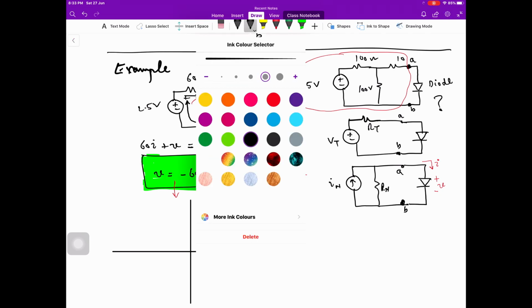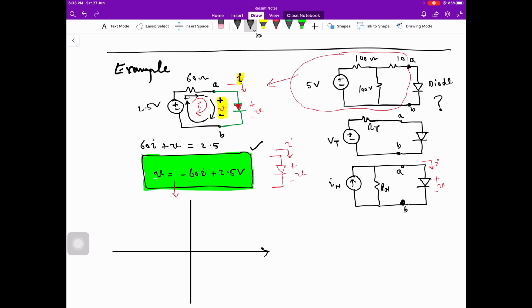What is V open circuit? We can find V open circuit when I is equal to 0 from the equation. This is 2.5 volt, and say this is 2.5 volt. This is V open circuit.